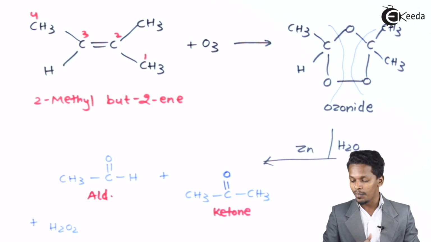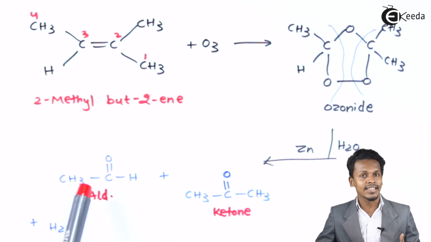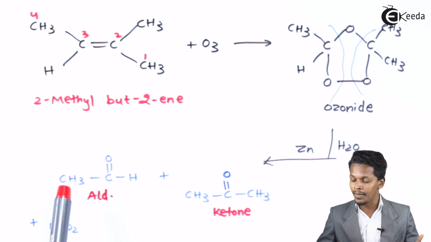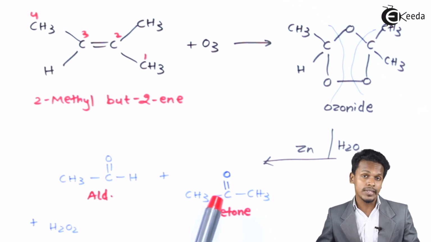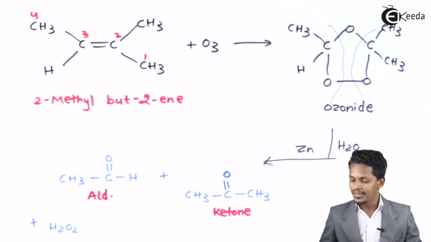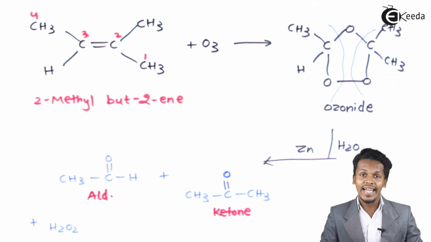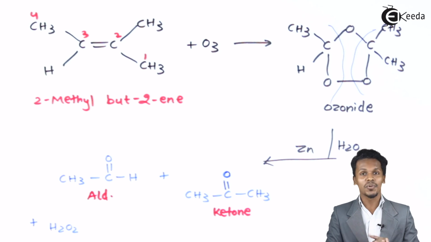then the products that we could form are an aldehyde and a ketone. This aldehyde is nothing but acetaldehyde, or we could call it ethanal, and this is a ketone that we could call propanone. So this is how we can prepare an aldehyde and a ketone from unsaturated hydrocarbons. So that is what I wanted to discuss.